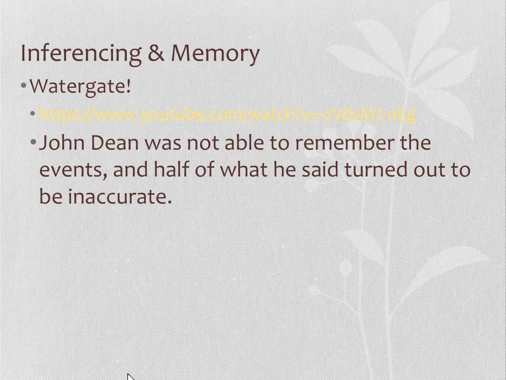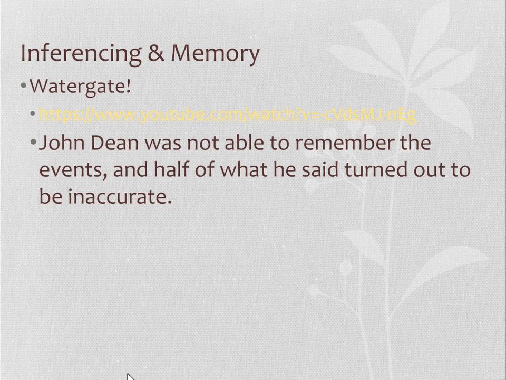So, working with inferencing and memory, one problem with inferencing is that you seem to think it is part of memory. What we're doing is pulling information from memory and combining it with the current events. And sometimes the difference between the actual text and the memories that we've added to it can be very confusing and cause problems. So Watergate is a great example.